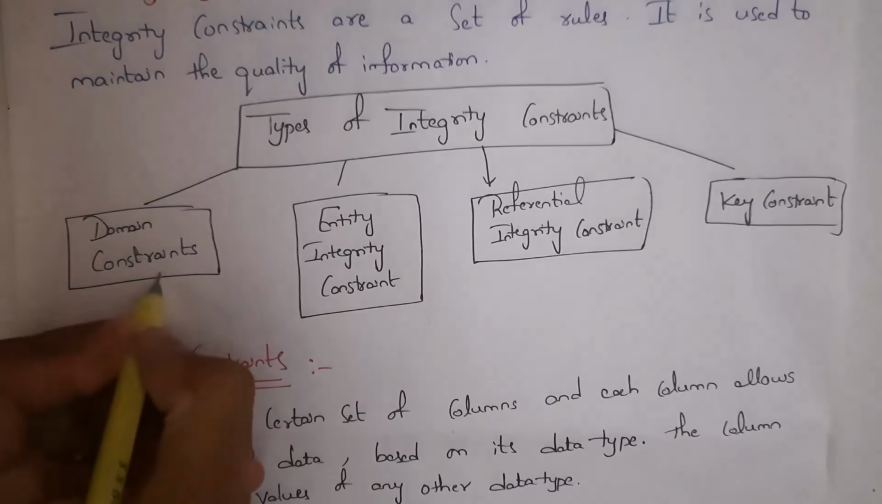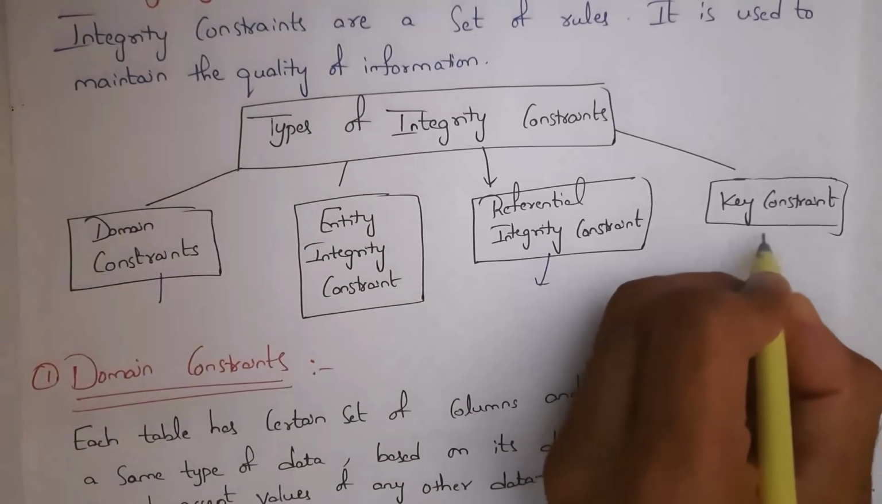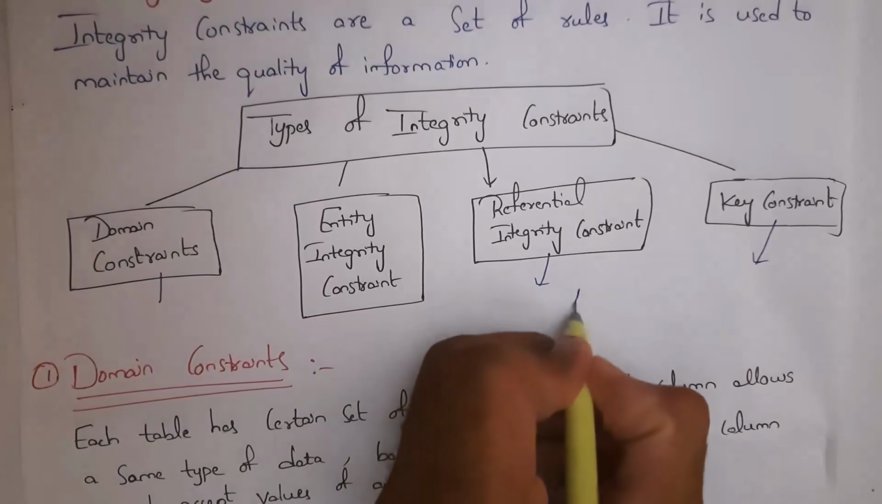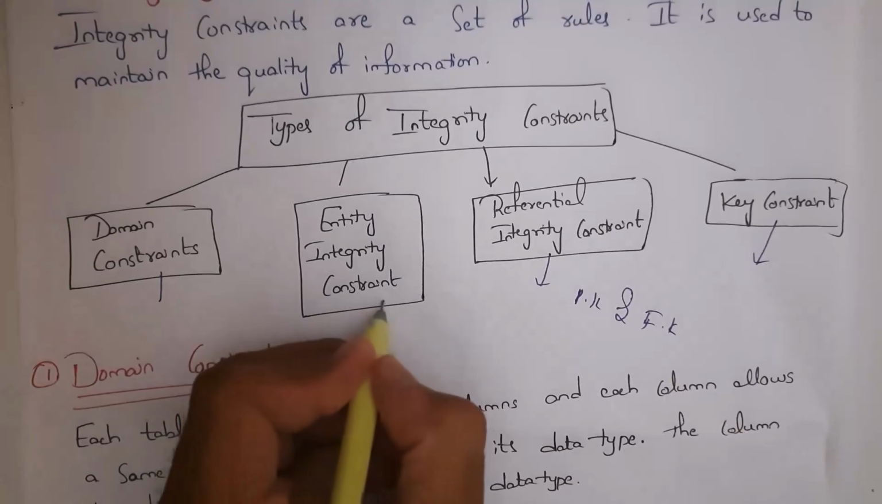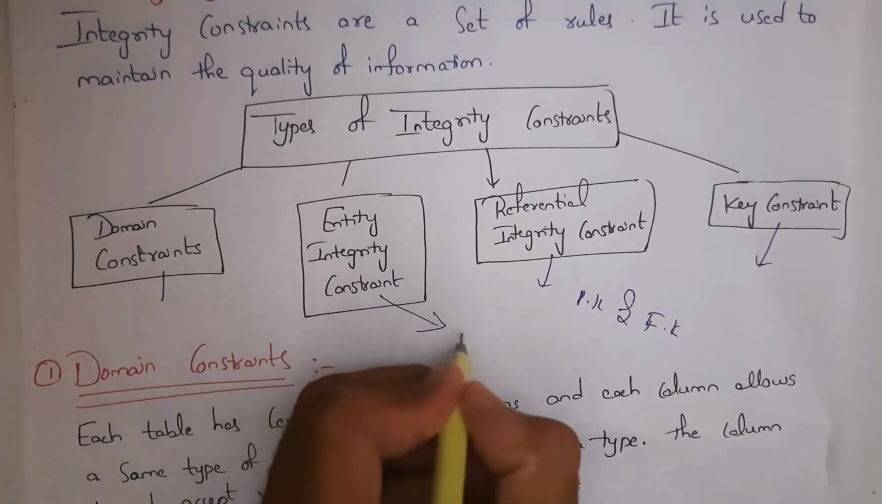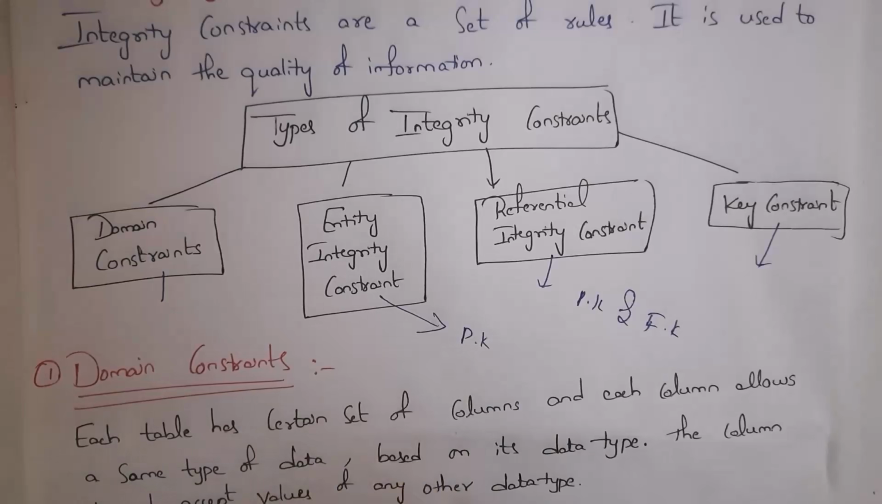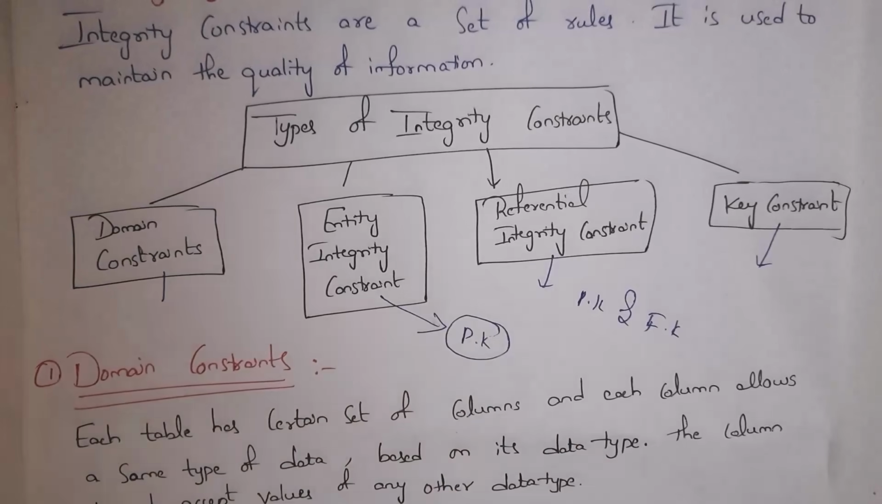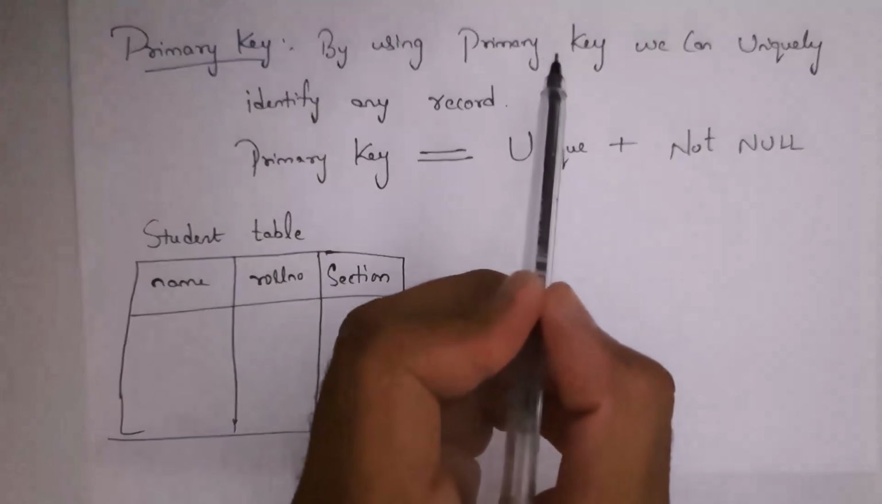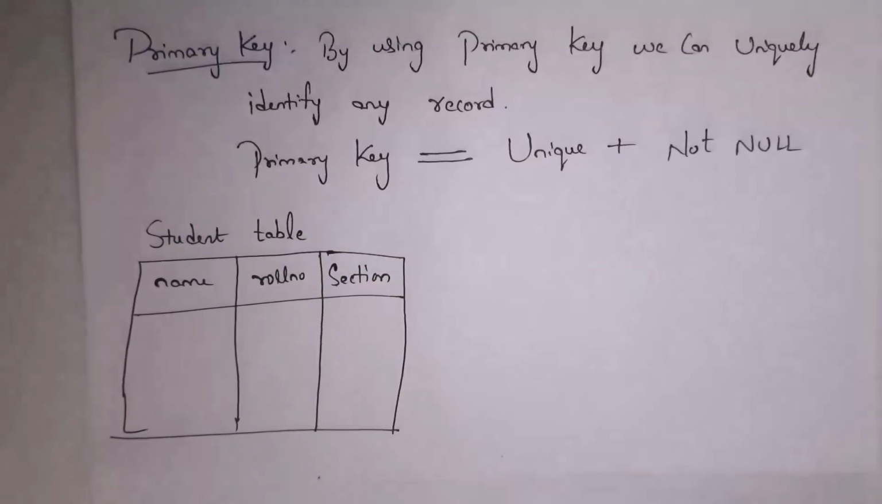Guys, for domain constraints, referential integrity constraints and key constraints, you need to give a primary key and foreign key example. Whereas for the entity integrity constraint, you need to give a primary key example. So at first I will explain what a primary key is. Guys, by using a primary key, we can uniquely identify any record.